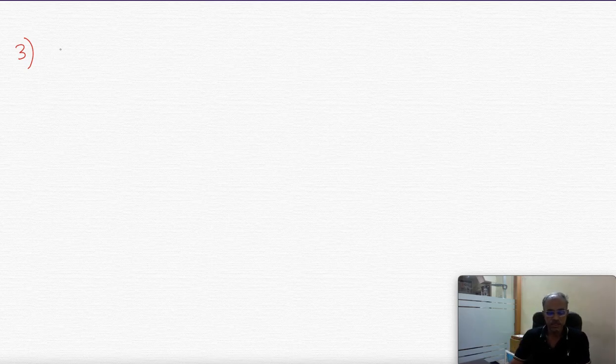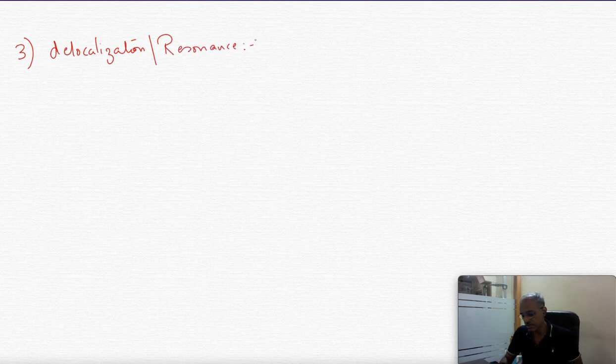So today we'll do the third one. The third one happens to be delocalization or resonance. Delocalization means delocalization of electrons, meaning the electrons are not concentrated on a particular atom, but are delocalized completely. That is the same way it's known as resonance.